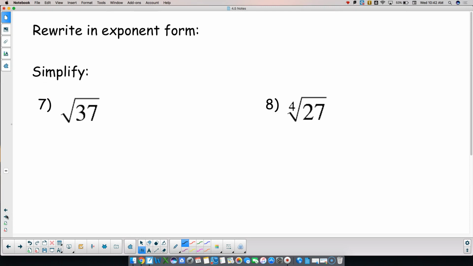So if I ask you to rewrite the square root of 37 in exponent form, the base is going to be 37. My exponent on 37 is 1, so that's going to be to the 1. And my index is 2, even though it's not written. So it's going to be 37 to the 1/2 power.